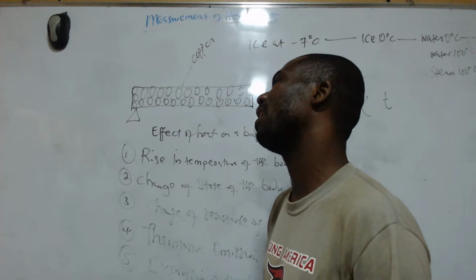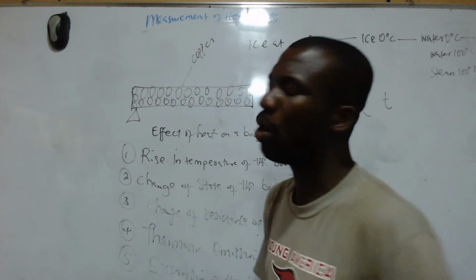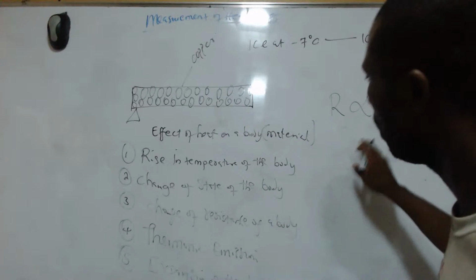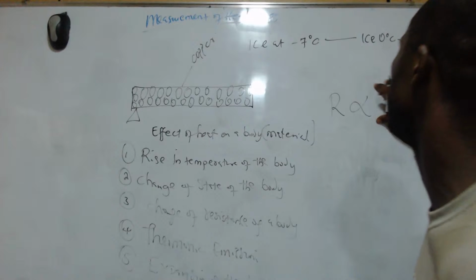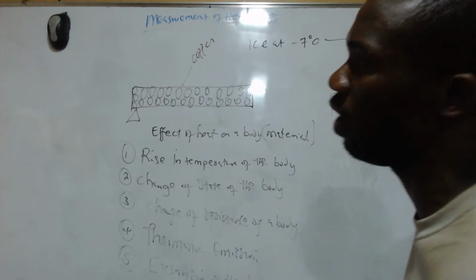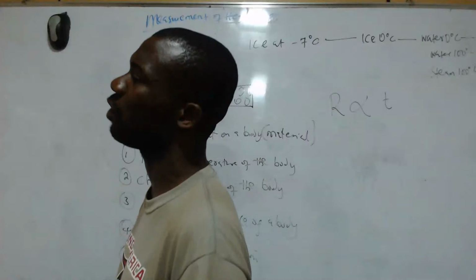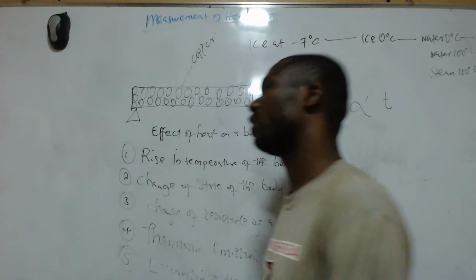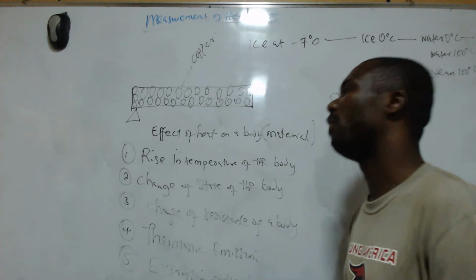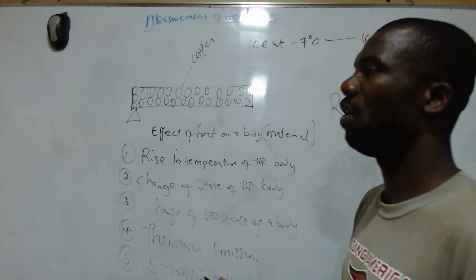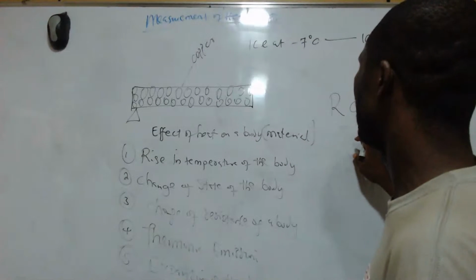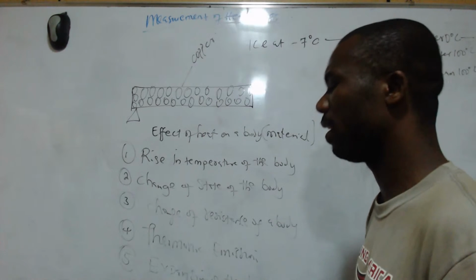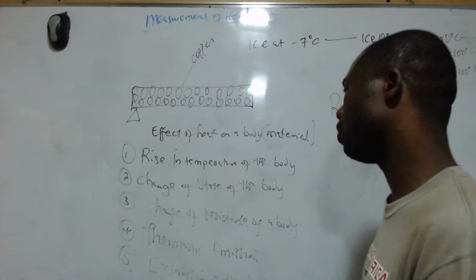So that's why we say metals have what we call positive temperature coefficient. Temperature coefficient depends on the resistance of a body. As temperature increases, they have what we call positive temperature coefficient. While for some elements, as temperature rises, resistance will fall. That is what we call negative temperature coefficient.